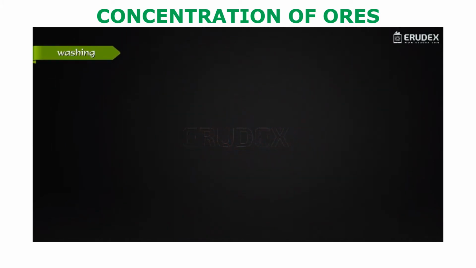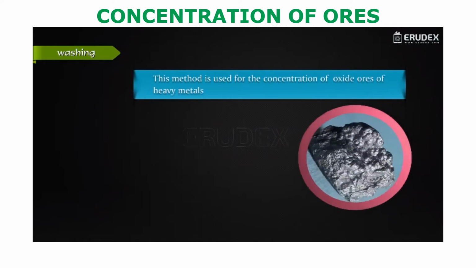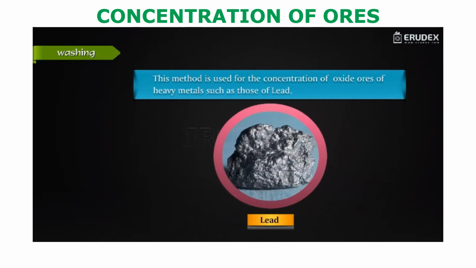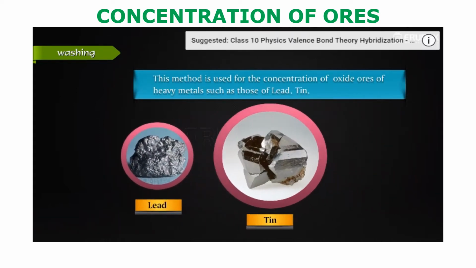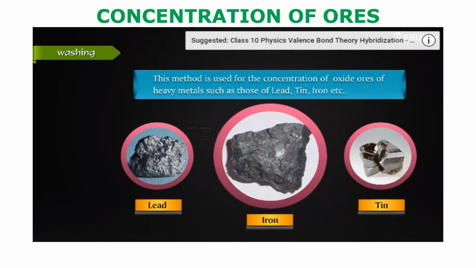Washing. This method is used for the concentration of oxide ores of heavy metals such as those of lead, tin, iron, etc.